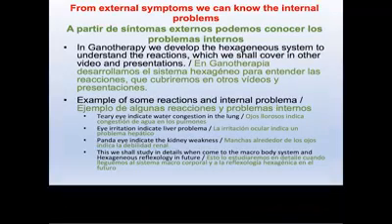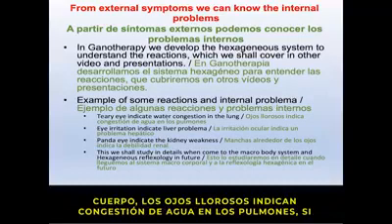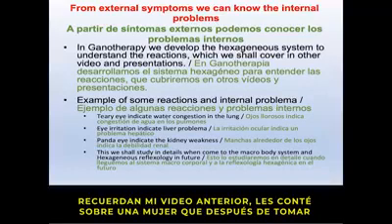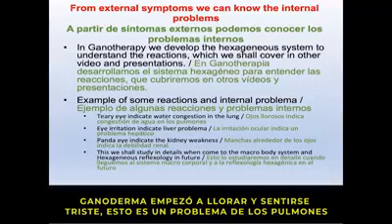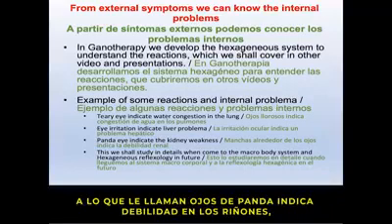Okay. Then we just give you some idea how the reactions are related to the body. The theory indicates water congestion in the lung. If you remember my past video, I talked about one woman who, after taking Ganoterapia, started to cry and feel sad, and this is a lung problem. Then eye irritation is indicated due to a liver problem. Then the blackish area around the eye, we call it the panda eye, indicates kidney weakness.